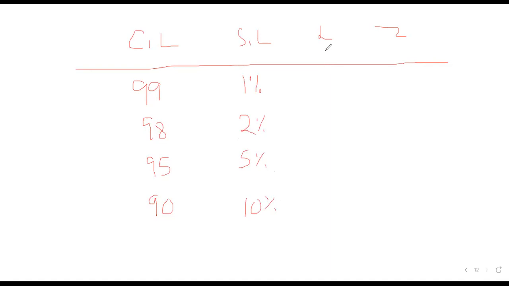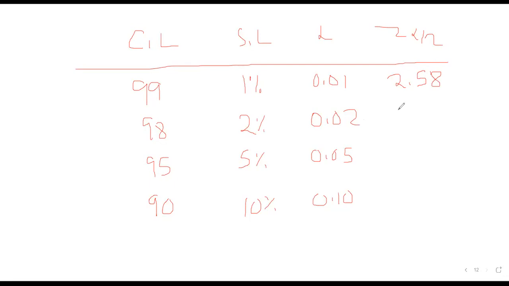Then the alpha, ladies. 0.01, 0.02, 0.05, 0.10. You're just dividing this by 100. And our Z alpha over 2, what do we get here? Ladies, this one is what? 2.58. The gents can finish up.